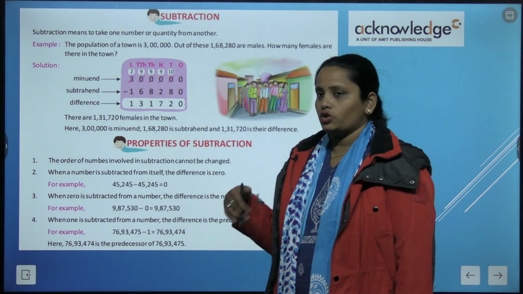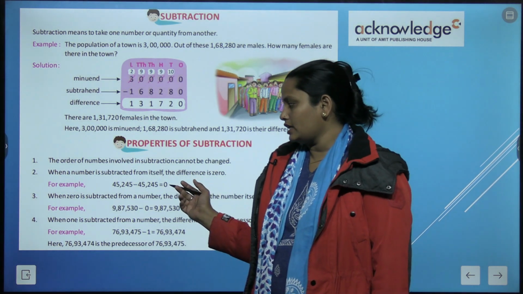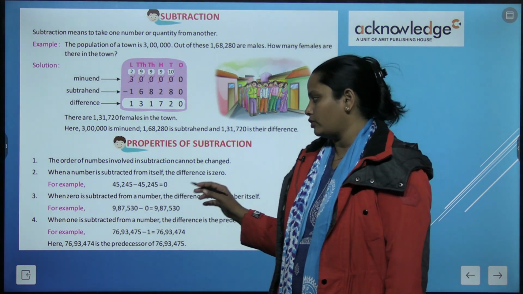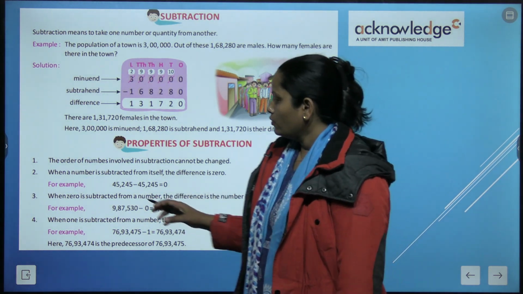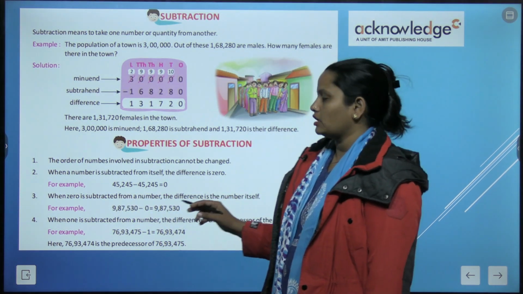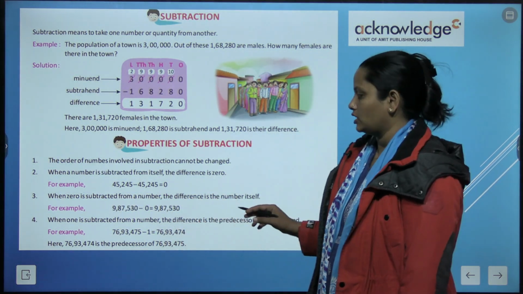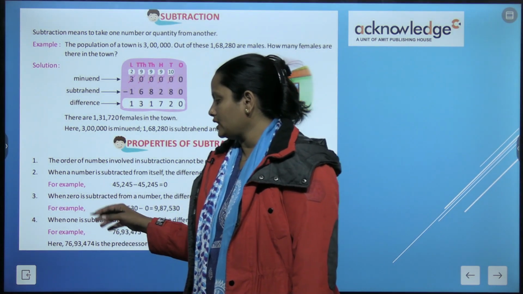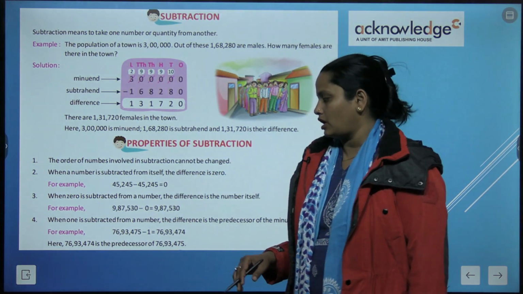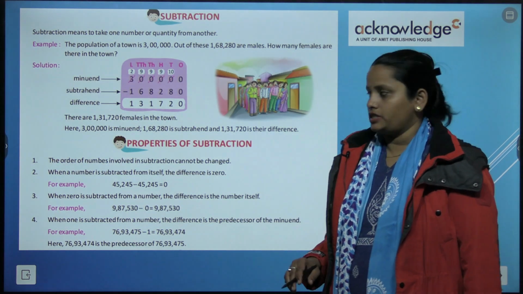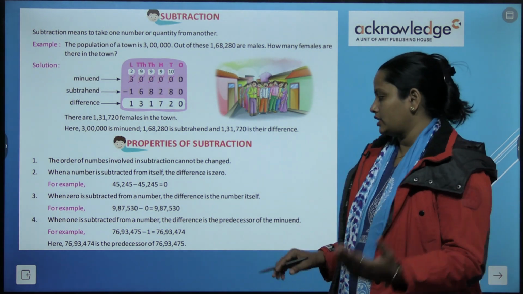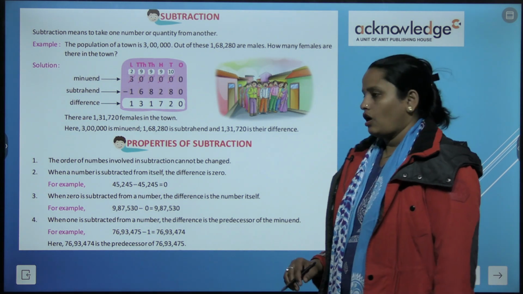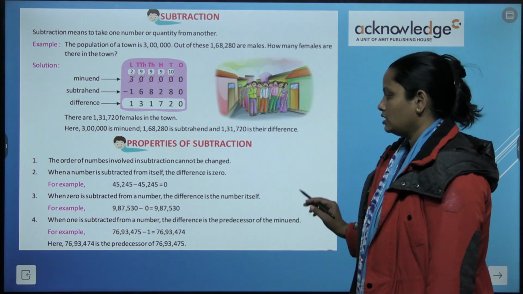जब एक नंबर को खुद से subtract करते हैं तो आंसर क्या आता है, 0. Means 45,000 को 45,000 से हमने subtract किया तो आंसर is 0. When 0 is subtracted from any number, अगर हम किसी नंबर में से 0 को माइनस करते हैं तो वही नंबर आंसर आएगा. Now fourth property is when 1 is subtracted from a number. जब किसी भी नंबर से 1 subtract करते हैं तो जो डिफरेंस है वो उसका प्रेडिसेसर होगा of the minuend.